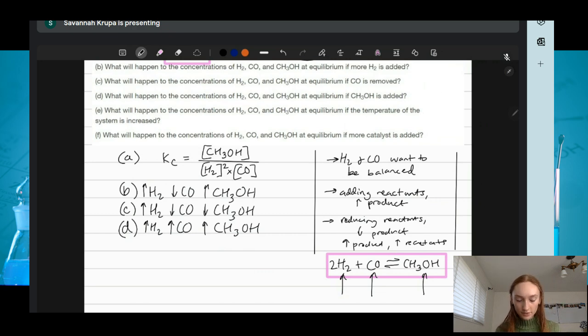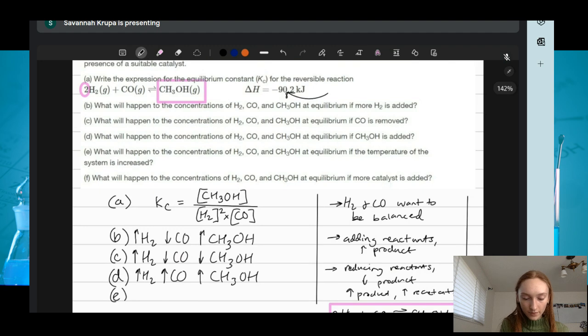Okay, and so now let's move to E. So E says what will happen if the temperature of the system is increased. So if the temperature is increased in this problem, what will happen is that, since, like I said before, the enthalpy is negative, that means when it's proceeding to the right, I think on your case when I'm going here, it's going to the left. So when it's going to the right, that means that it's going to release energy.